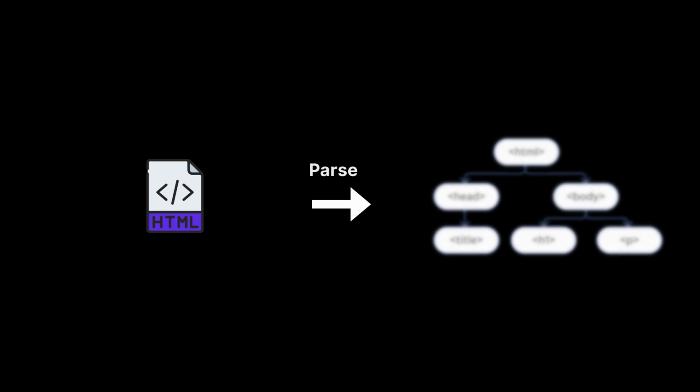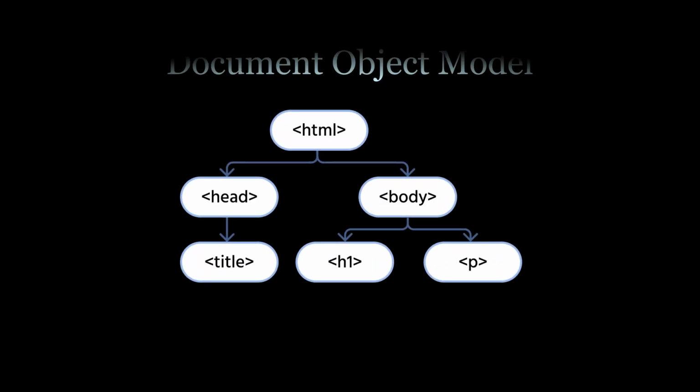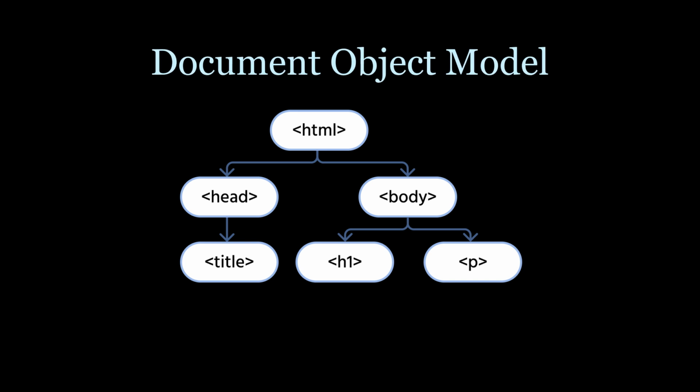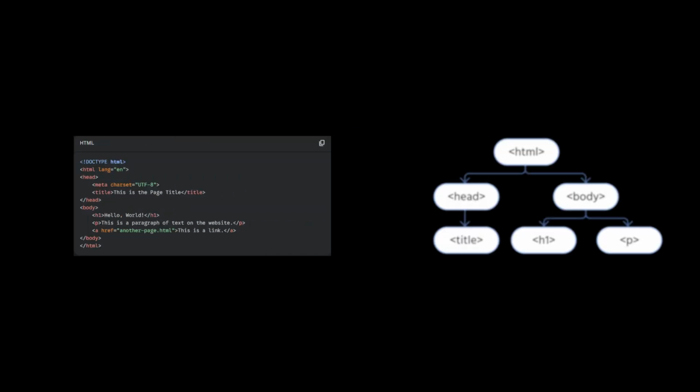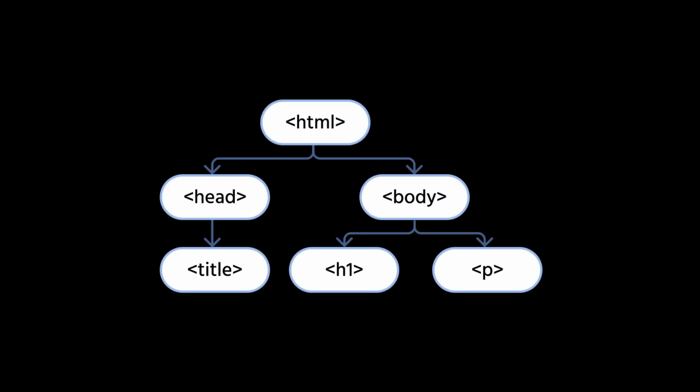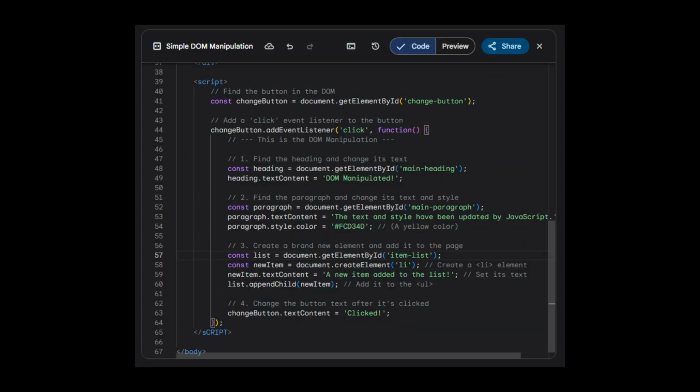So the browser's first job is to parse this text and turn it into a structure it can understand. This structure is called the Document Object Model, or DOM. You can think of the DOM as a family tree for your web page. Each HTML tag, like body or heading, becomes a node or branch in that tree. This tree structure is essential because it gives the browser a logical map of the page and allows JavaScript to easily find and manipulate elements later on.